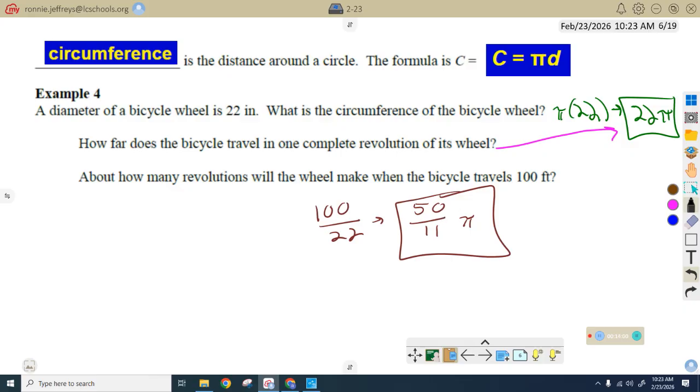For right now, I'll worry about if we have decimals or whatever stuff later. I would prefer to not have decimals, and pi just adds to confusion. All right, are we good with example 4?